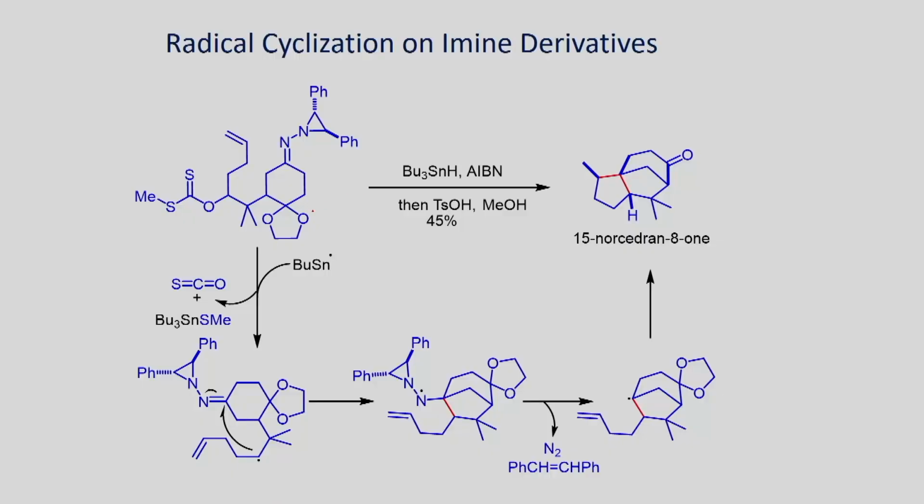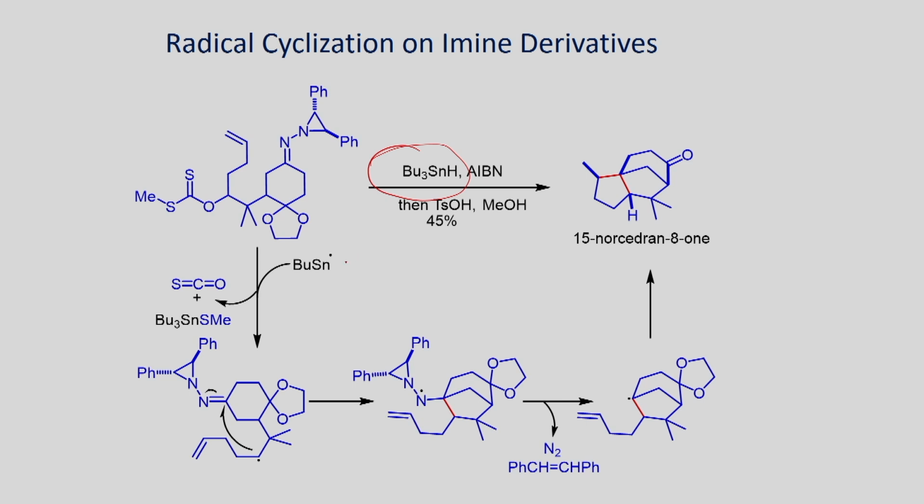Now let us look at another substrate. As you can see here, this also has multifunctional groups. When you use this xanthate ester with tributyl tin hydride and AIBN, it can lead to cyclization.